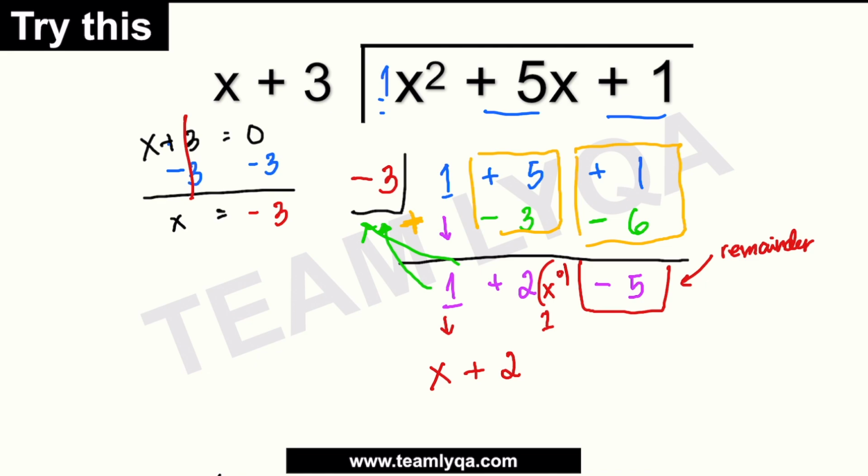Okay. Yung remainder, ang gagawin natin, kokopyahin natin siya. So, negative 5 or minus 5. Pero, yung minus 5 na yan ay all over or i-divide natin siyang buo nung ating divisor, which is x plus 3. Okay? So, ang sagot natin ay x plus 2 minus 5 over x plus 3. Okay? So, ganyan natin isulat yung mga remainder natin.